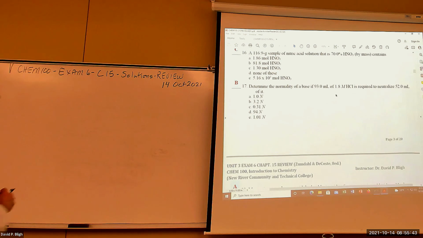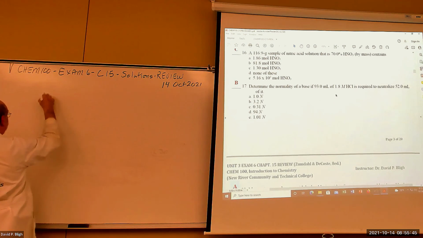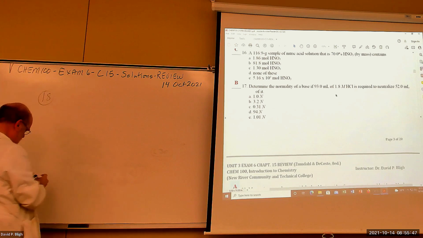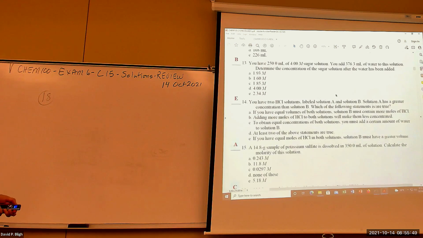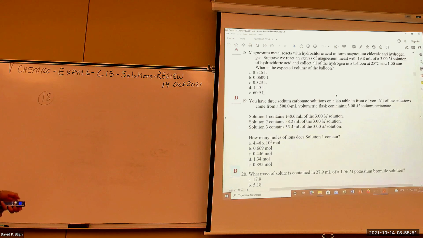18. Let's see. Can I page? Nope, wrong way. Yeah, there's 18. Okay. Magnesium metal reacts with hydrochloric acid. That's true. To form magnesium chloride and hydrogen gas.